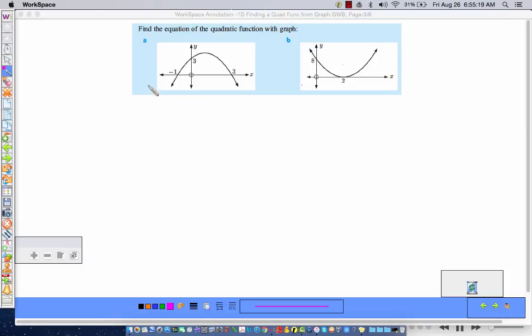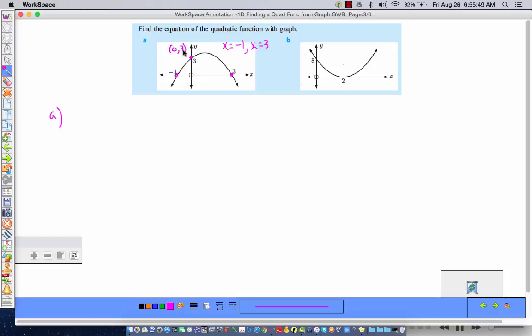All right, so let's take a look here. We've got part A. And what do we know about this? Well, we know we have an x-intercept at -1 and an x-intercept at 3. So those are my roots, the solutions to this. If I were to write my solutions, I would have x equals -1 and x equals 3. And I also have a y-intercept right here of (0, 3).